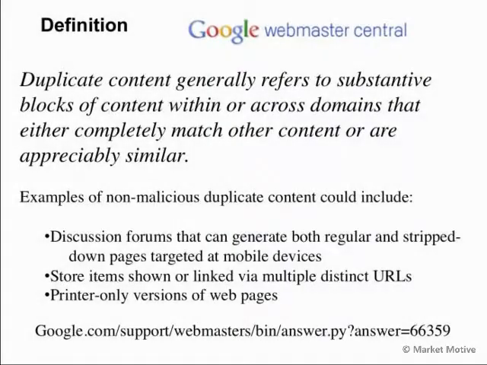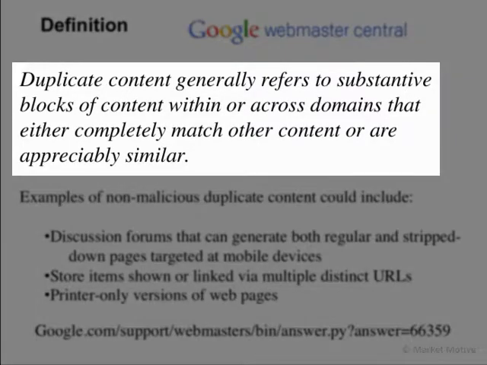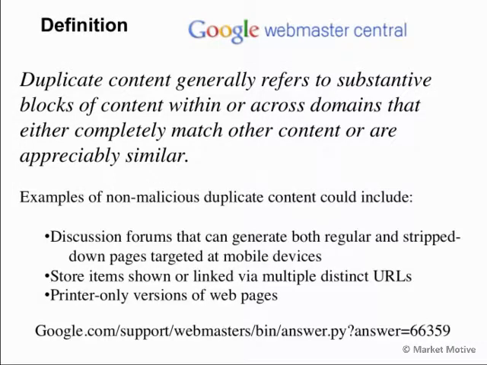Because of this overlap into the different dimensions of SEO, there's often a lot of confusion around duplicate content. So let's first look at the Google Webmaster Central definition of duplicate content. Generally refers to substantive blocks of text or content across domains that are very similar. So this could be discussion forums that have lots of advertising. This could be store items that are shown in multiple distinct URLs. This could be printer-only versions of a content-heavy website that is duplicate in multiple URL locations.